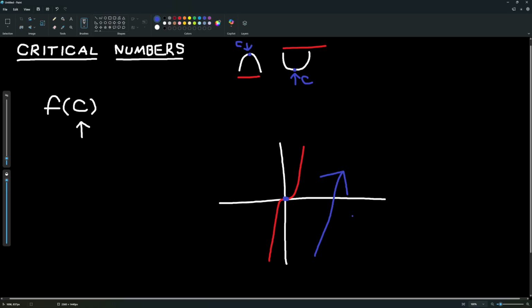So while the origin (0, 0) is a critical number, because the slope equals 0 at that point, it does not have a relative maximum or minimum at that point. So to reiterate, if a relative maximum or minimum exists at a point, then that point must be a critical number. However, just because something is a critical number doesn't mean it has to be a relative max or min.